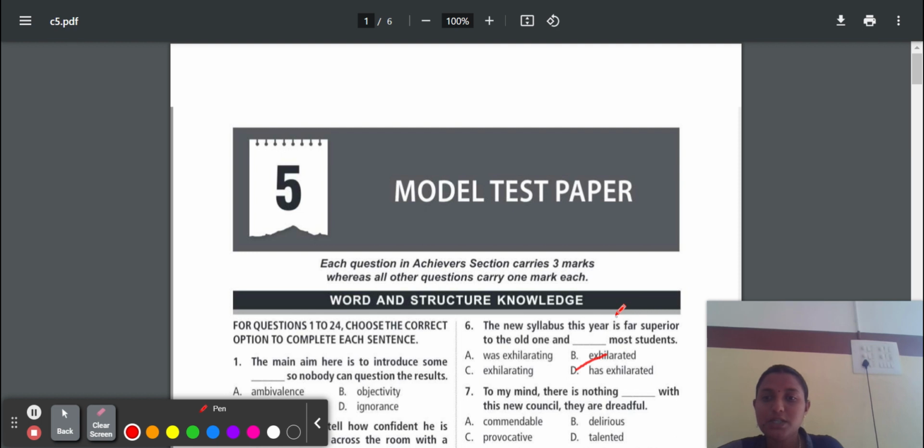Question number 7. To my mind, there is nothing dash with this new council. They are dreadful. Option A, commendable means that people think is good. Option B, delirious means thinking in a crazy way. Option C, provocative means intended to make somebody angry. Option D, talented means natural aptitude. Answer for the question is option D, talented.